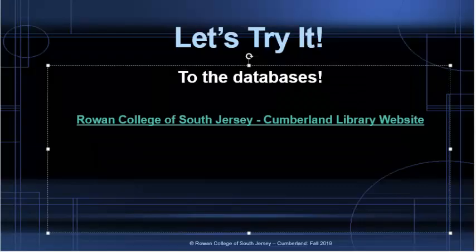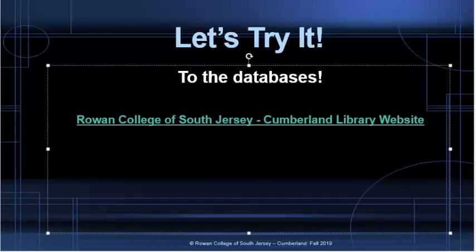Now that we've learned how to design a search strategy, go to the library's website and navigate to the databases. Go ahead and try to perform a search with just bullying. How many results do you get? Now perform one of the AND searches and one of the OR searches and see how many results you receive. Go ahead and give it a try.